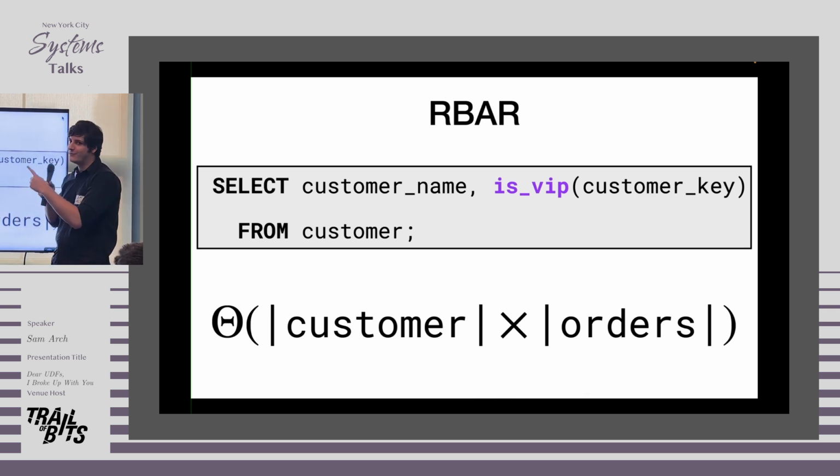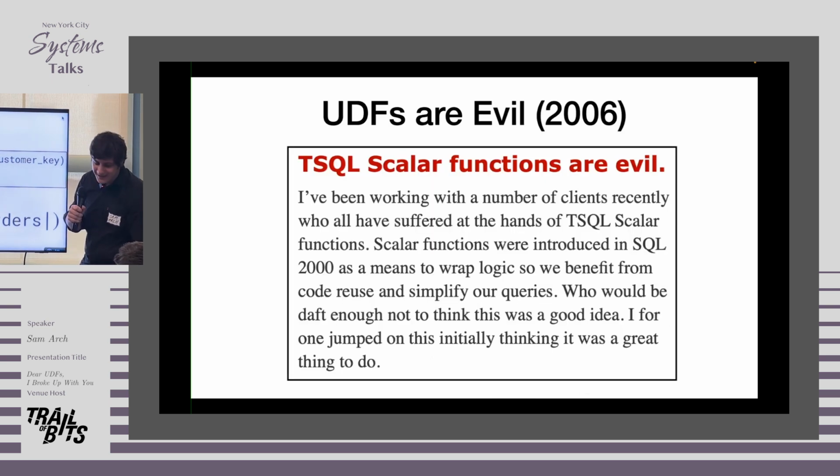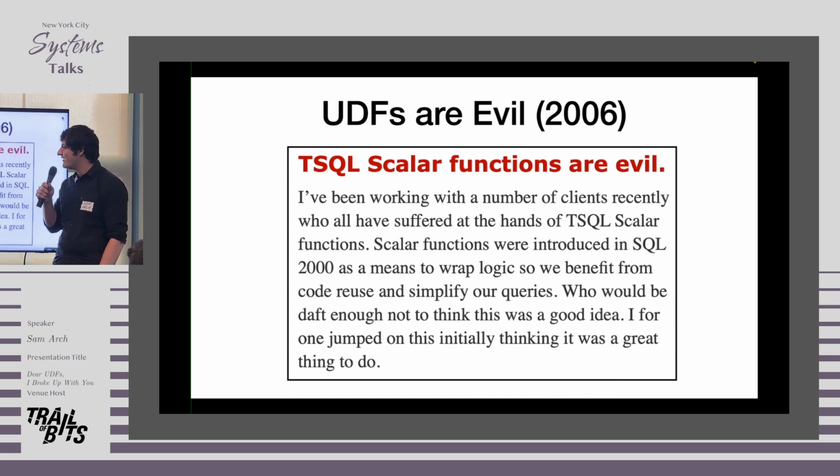Because of RBAR, row by agonizing row, we have to call the UDF. And this has created a somewhat bad reputation for UDFs. In fact, there's this very famous blog post from 2006 basically saying that UDFs are evil and that you should never use them.